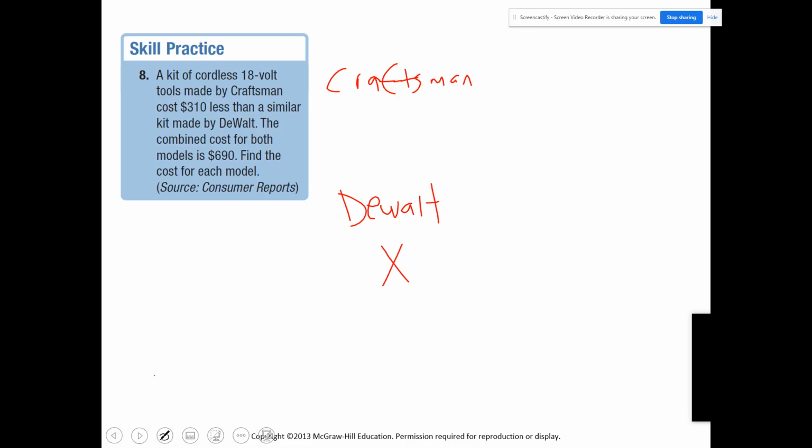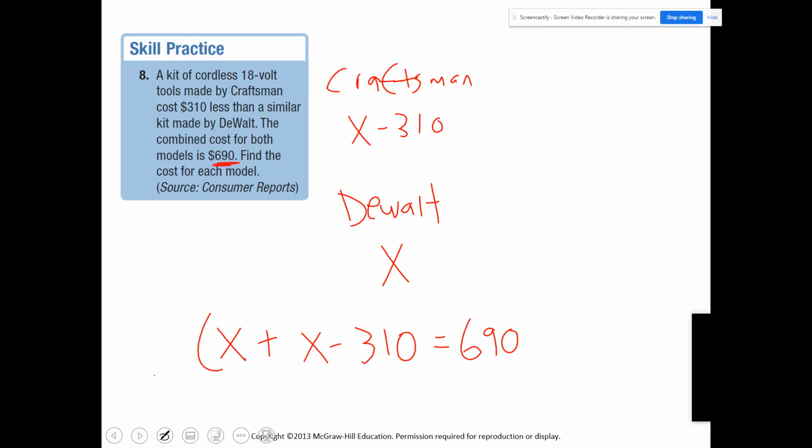We're going to call it X. And the Craftsman one is $310 less than the DeWalt one. We know together they cost $690. So X, that's the DeWalt, plus X minus 310, because that's the Craftsman, together equals 690. And if that's too difficult to see, you can even put parentheses around it. This is the one tool, this is the other tool. Together, they equal the 690. Right now, we want to combine like terms. X plus X is 2X. We still have that minus 310.